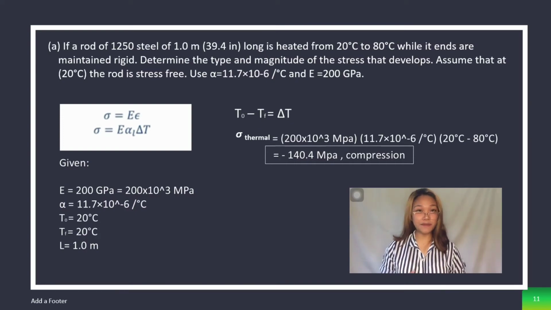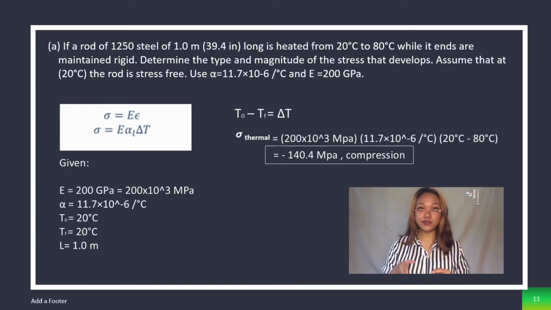If we are asked to calculate for the magnitude and type of stress, let's recall that stress is equal to modulus times strain. But we can account for strain because we know that thermal expansion is going to make this rod extend. Normally, we think of strain as L final minus L initial all divided by L initial. But in this case, we're going to write this in terms of the thermal expansion coefficient. So, thermal stress is equal to modulus times thermal expansion coefficient times the change of temperature.